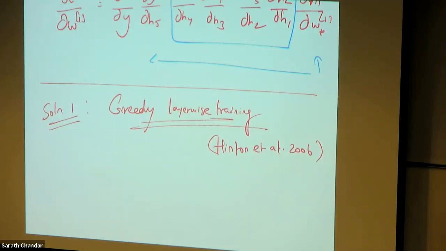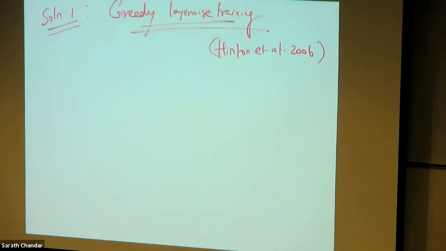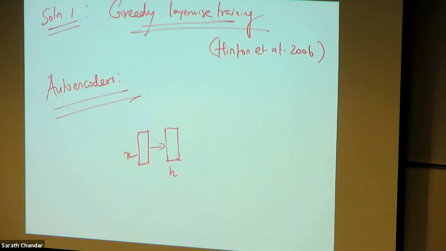Now, before we understand greedy layer-wise training, we are going to talk about another type of neural network, which is the idea of autoencoders. Now what is an autoencoder? An autoencoder is a neural network whose output is same as its input. That's why it's called autoencoder. So you take input X, you pass it through some hidden layer, and then you get some output Y, and we are going to set Y equal to X.